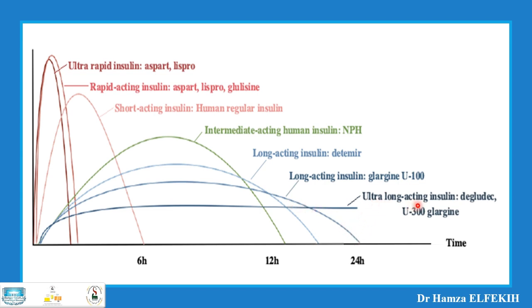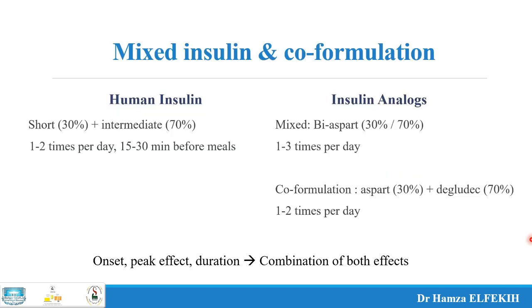And with ultra-long-acting insulin, which is Degludec, Tresiba, and U300 glargine, which is Toujeo, the effect is up to 36 hours, and we have more stable absorption, so less risk of hypoglycemia compared to other types of insulin.